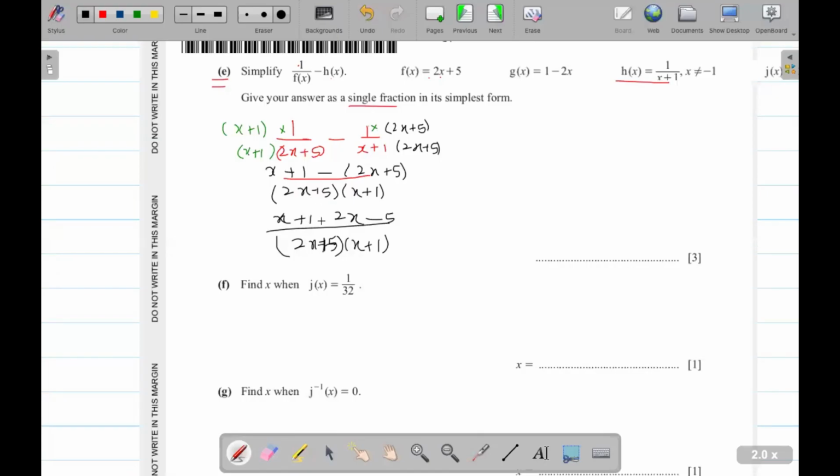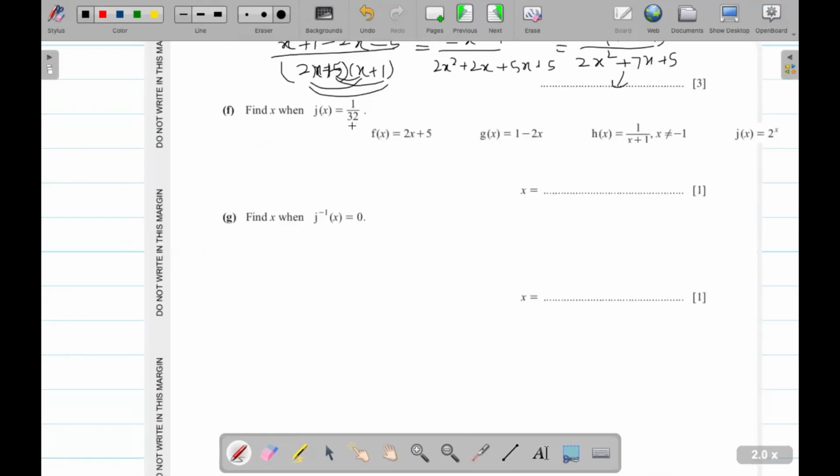We can write this x plus 1 minus 2x minus 5. This will be equal to minus x minus 4. We will multiply 2x into x and 2x into 1. We get 2x squared plus 2x. Next, we will multiply 5 into x and then 5 into 1. We get plus 5x plus 5. And we can write this as minus, with 1 as a common factor, minus (x plus 4), and the denominator becomes 2x squared plus 7x plus 5, and this is the answer.